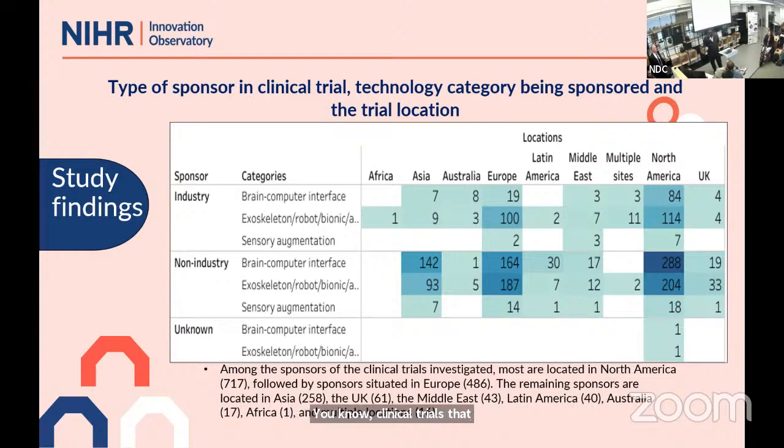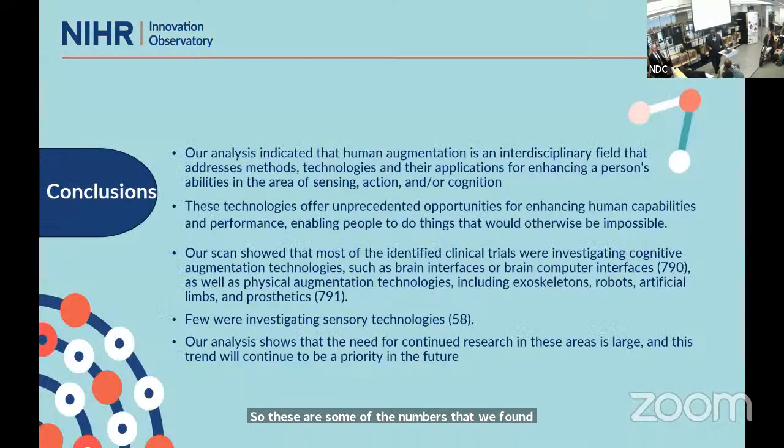And in the UK, we only had about 61 that are in clinical trial stage. So this also just tells us that there is quite a number of activities happening also in Asia when it comes to brain and computer interfaces. So these are some of the numbers that we found within our research.